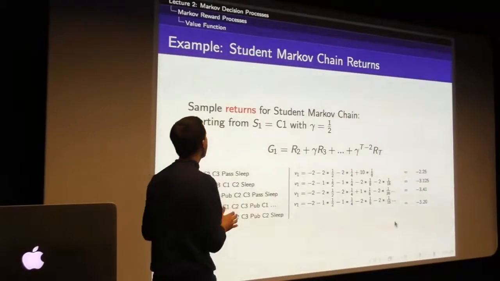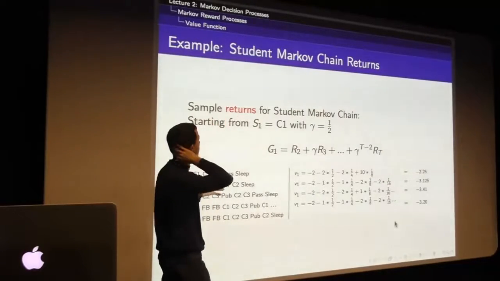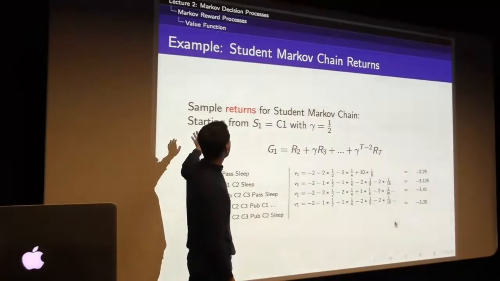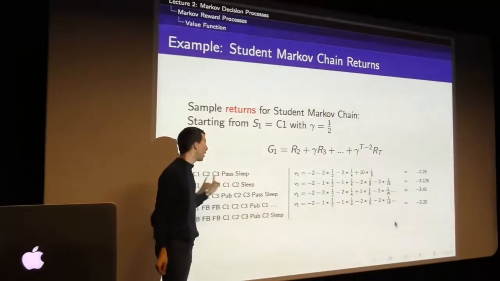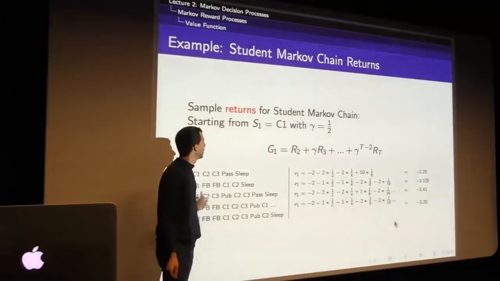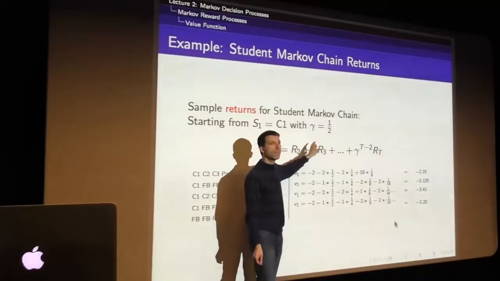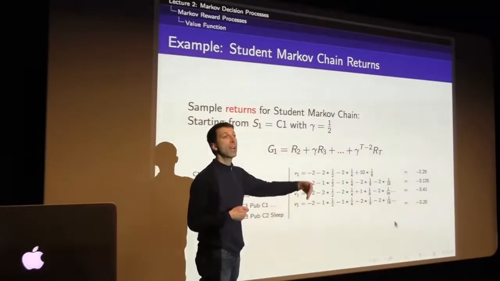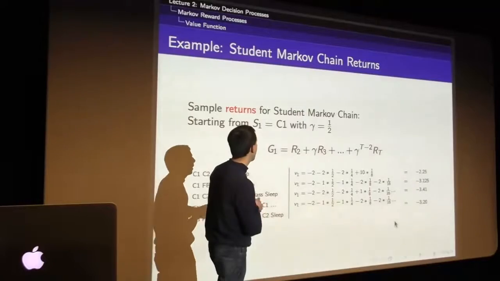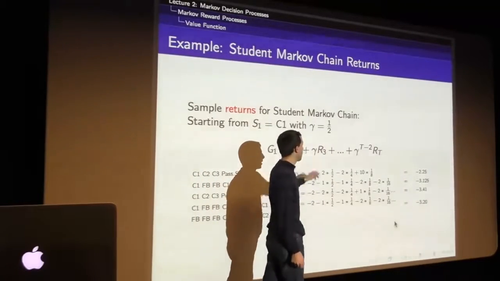Okay, so let's get concrete again. Let's go back to the student Markov chain, actually the student Markov reward process. We're going to sample returns now. Again, we're going to look at samples of this process that we've taken, and we're going to consider a discount factor of gamma equals 0.5. So we basically halve the amount that we care about getting rewards at every step. And this is the definition of our return, with gamma instantiated with a half.